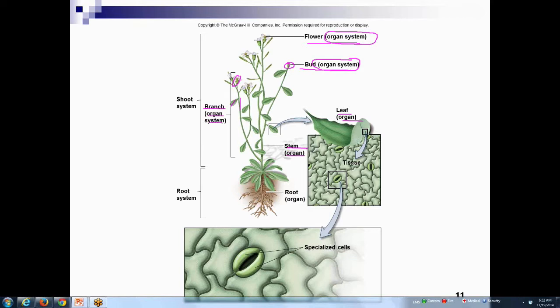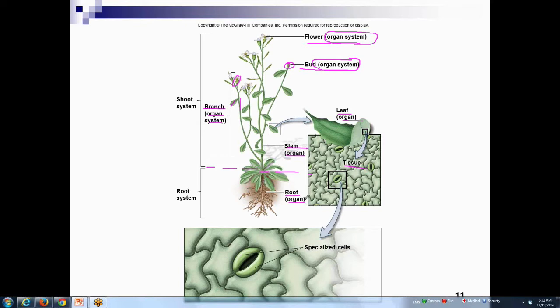And if we zoom in on the leaf, you can see the tissue here. And the tissue, of course, is made up of cells. Right, guys? So cells make up tissues. Tissues make up organs. Organs make up organ systems. Just a review from good old Biology 111. And you can see everything from here on up is part of the shoot system. And, of course, the root system is down below.